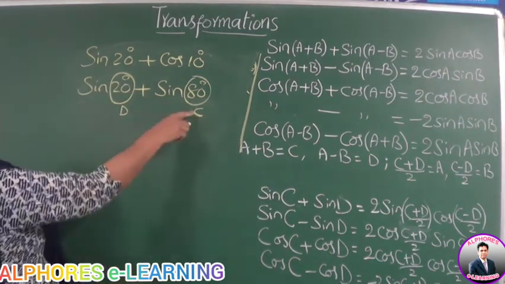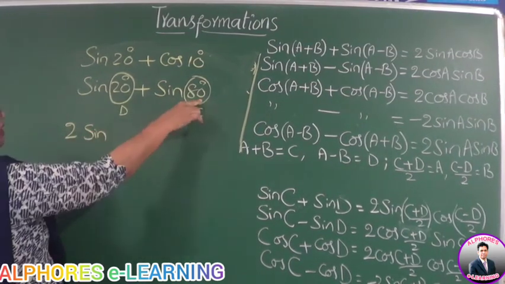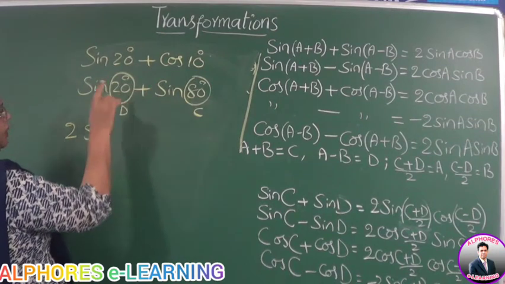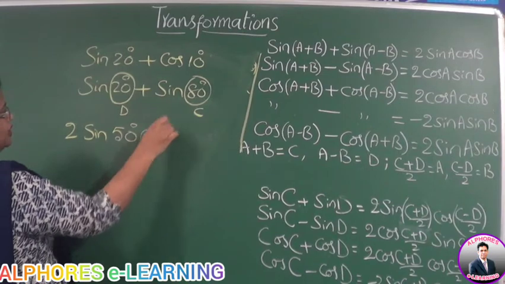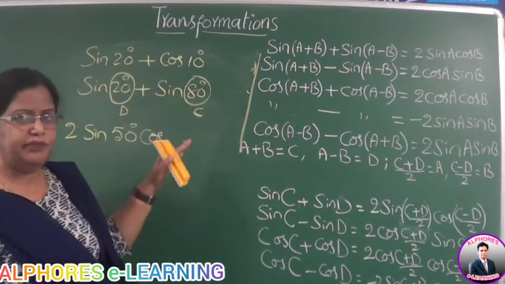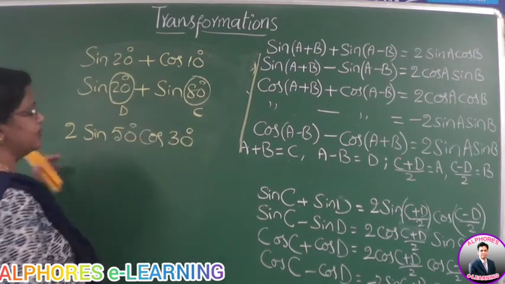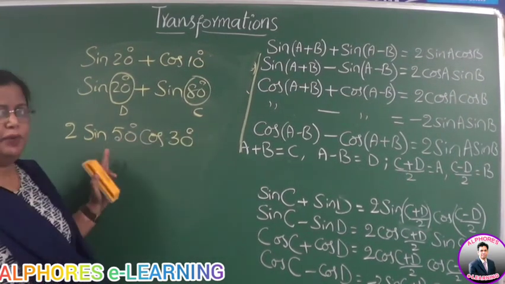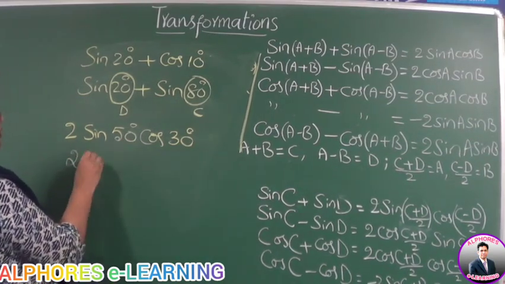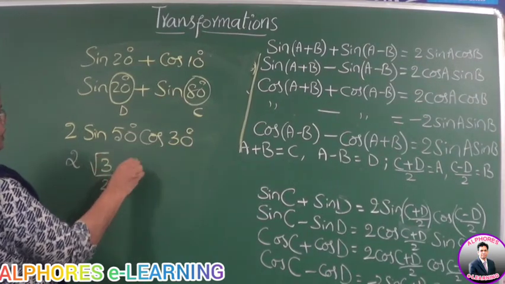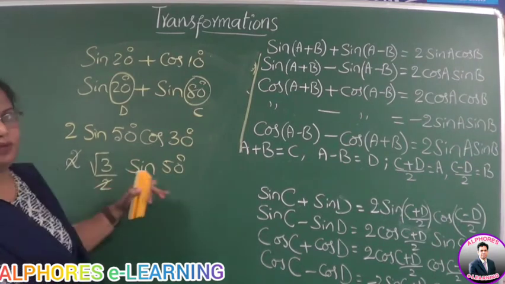So that you got this is sin C plus sin D. Now the formula: 2 sin of (C plus D) by 2. 80 plus 20, that is 100 by 2, 50 degrees. And into cos of (80 minus 20), that is 60, 60 divided by 2, that is equal to 30 degrees, right? And in this one, the known value to us is cos 30. So we write 2 times root 3 divided by 2 into sin 50 degrees, right? And now these two cancel, so this is your answer.